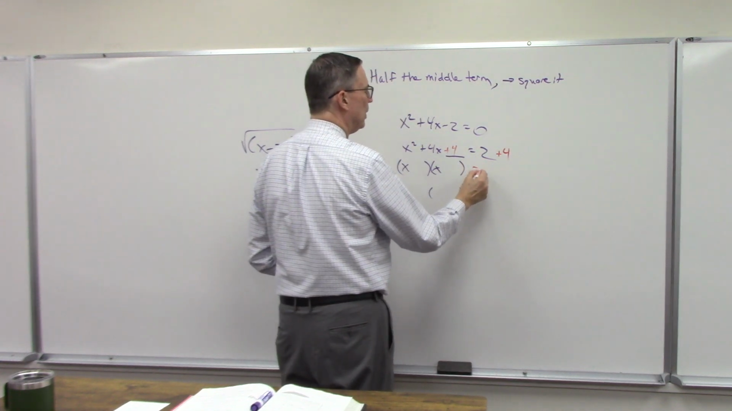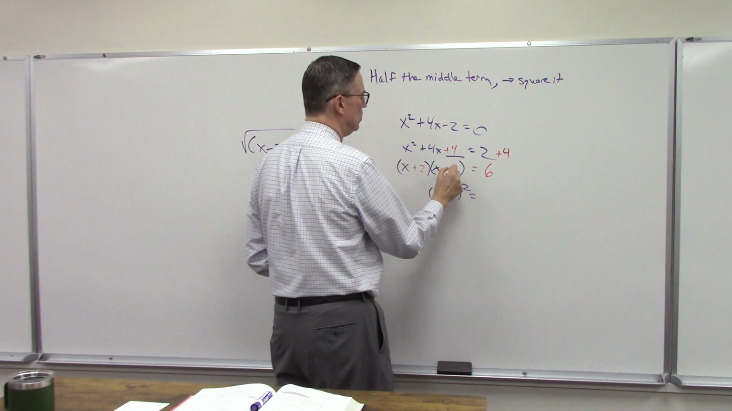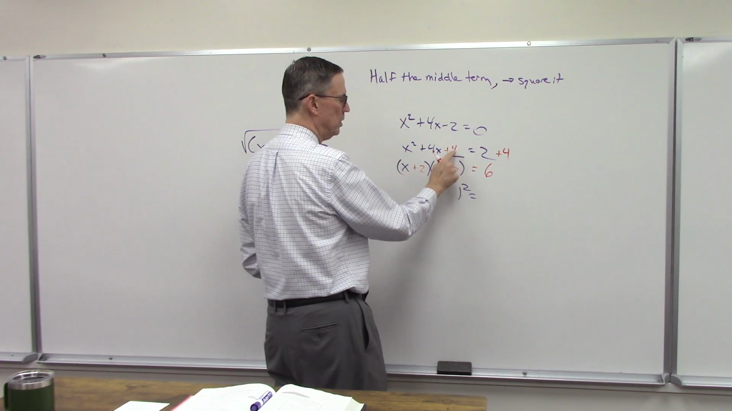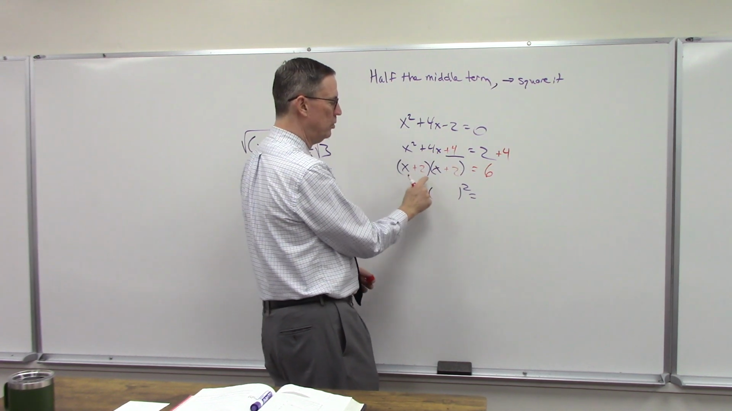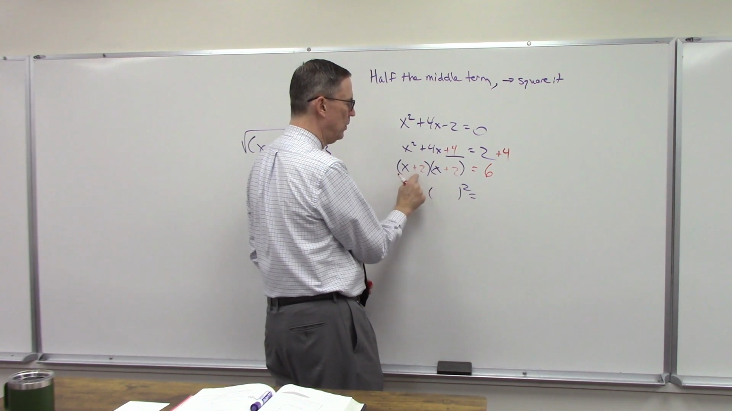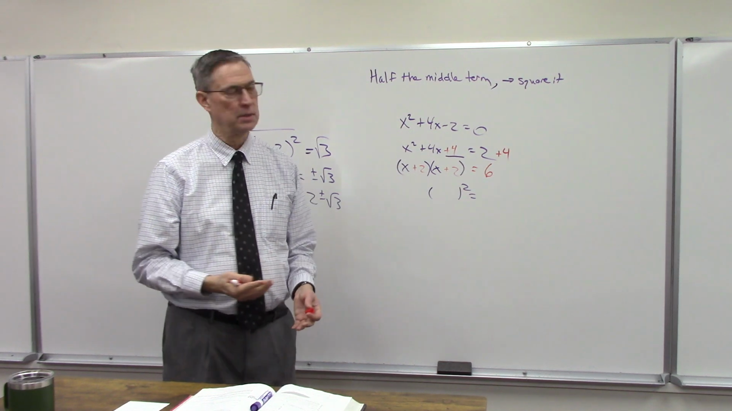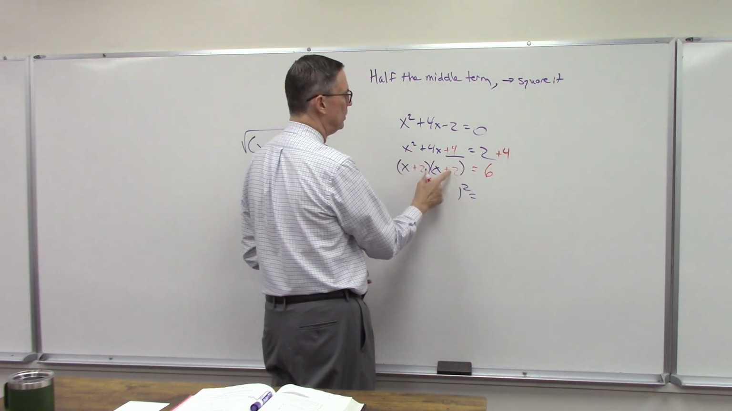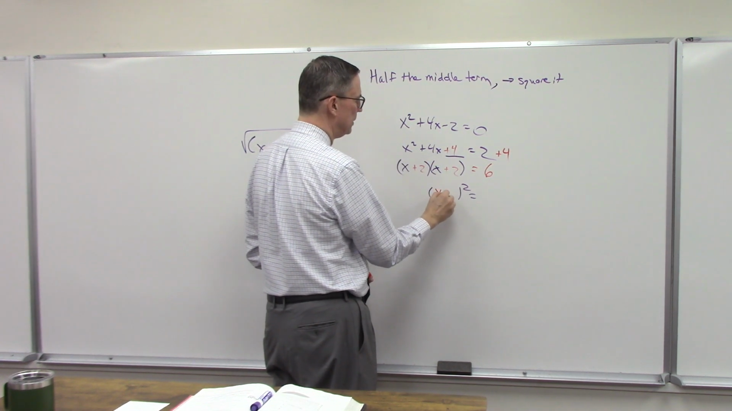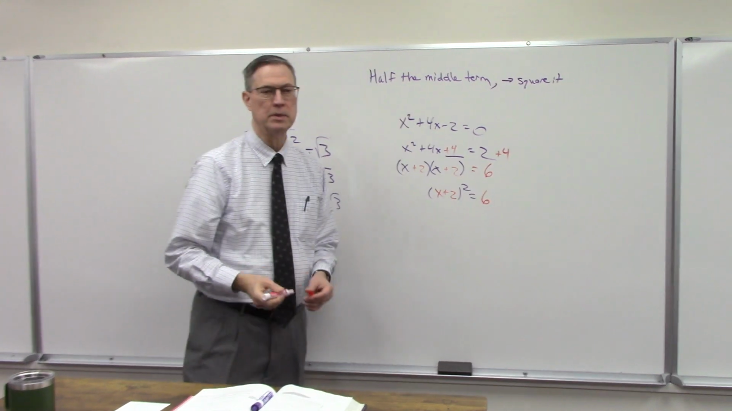And then 2 plus 4 is 6, and then this becomes x plus 2 and x plus 2, because 2 times 2 is 4. And then if you do the FOIL method first, the outer is 2x, the inner is 2x, so 2x plus 2x is 4x, and then 2 times 2 is 4. So that gave me the same quantity, x plus 2, the quantity squared equals 6.